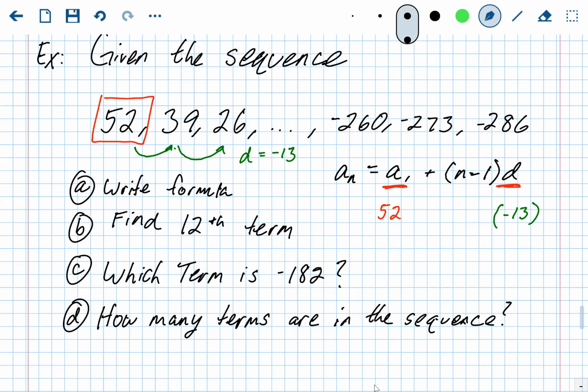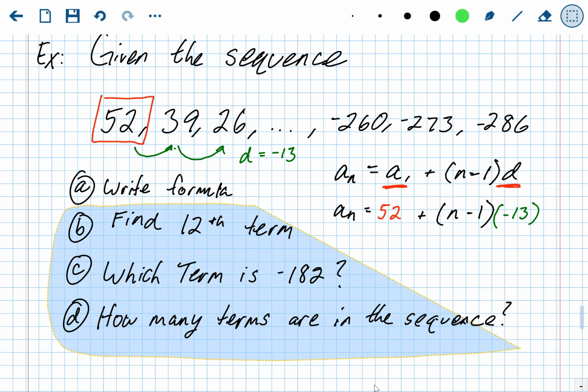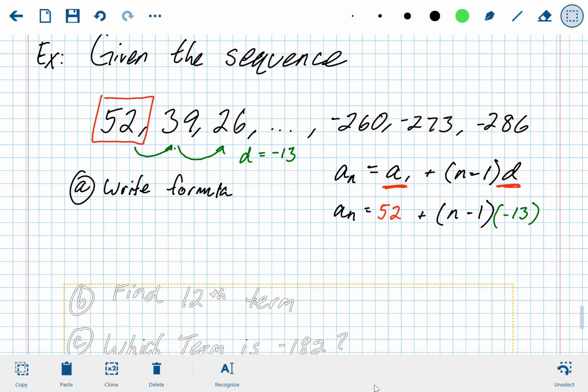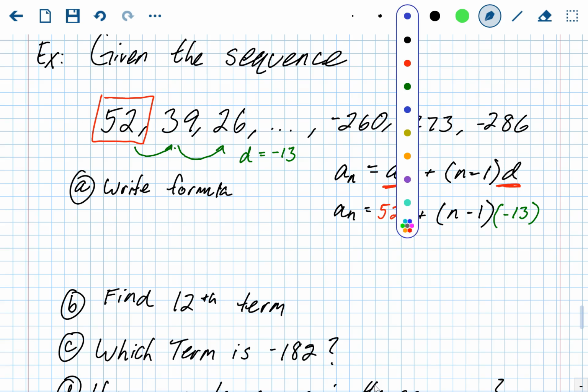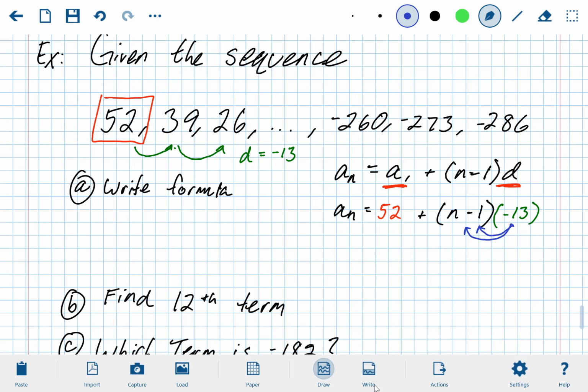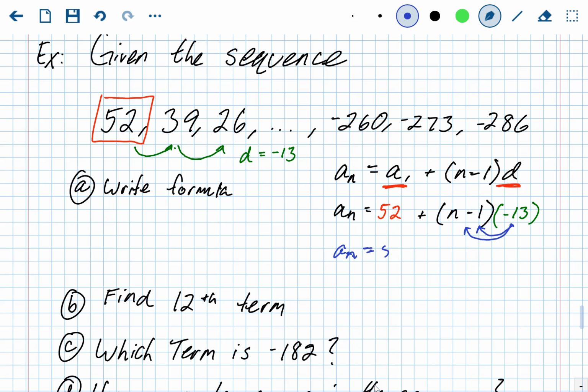The rest of this is just your dependent variable and your independent variable, so those stay in the equation. To finish writing the formula, all we're going to do is distribute and then combine like terms. I'm going to move this down so I have some room to work. Distribute the negative 13. You're going to backwards distribute because it's at the end. That leaves us with a sub n equals 52 minus 13n, negative 13 times n, and then plus 13, because negative 13 times negative 1 gives you positive.